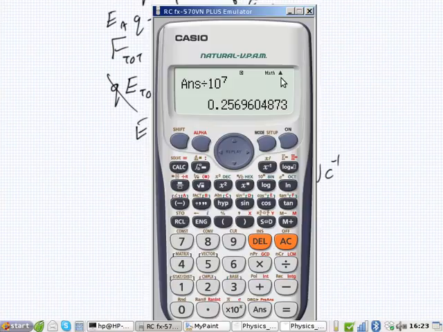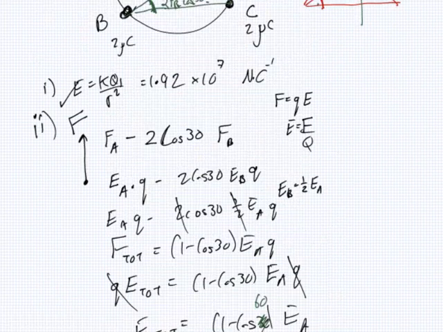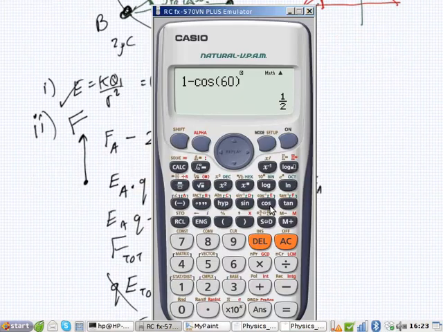1 minus cos 60. And what was my first answer? It's half my first answer. And my first answer was 1.92 times 10 to the 7. Now I have the answer in the book.